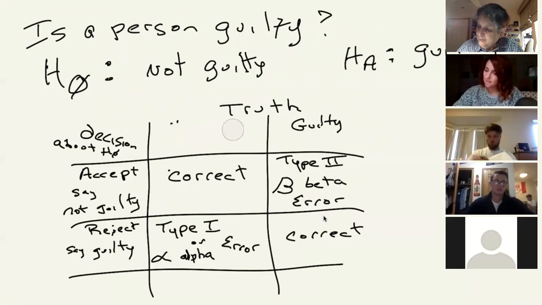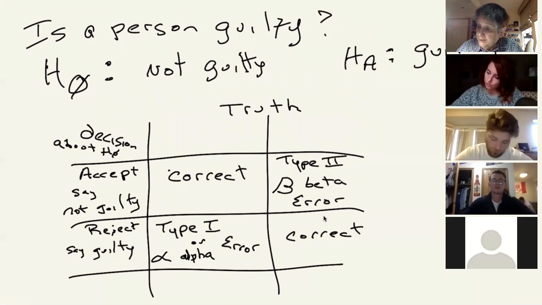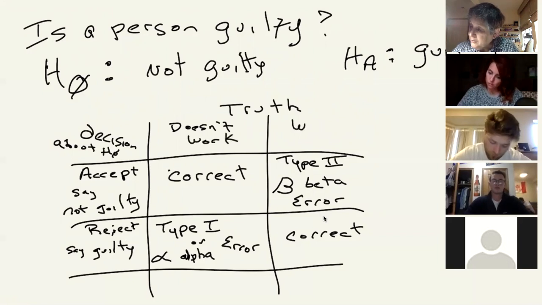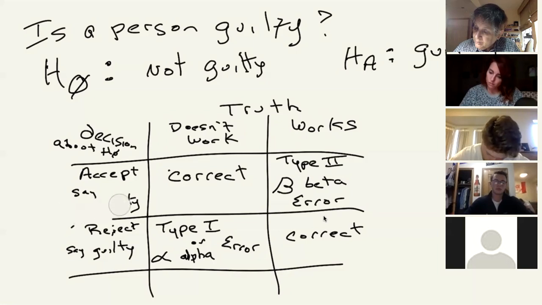So not guilty becomes therapy didn't work. Guilty becomes it did. Doesn't work means doesn't change somebody's depression score, or it doesn't make it lower, at least. Doesn't work or it works. And then instead of saying not guilty or guilty, we're going to say doesn't work and works.